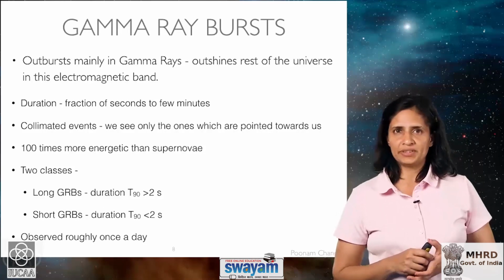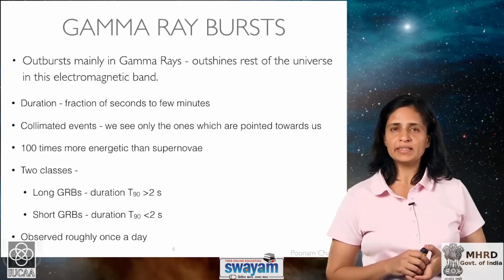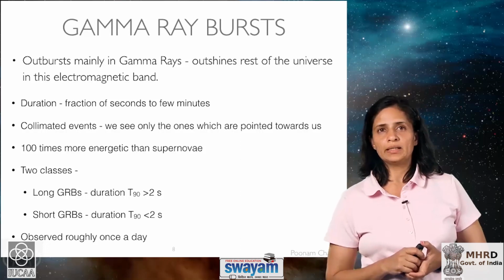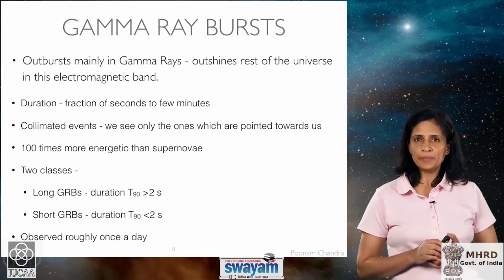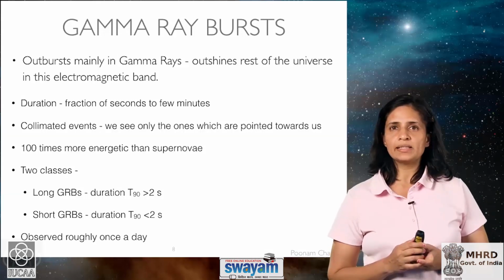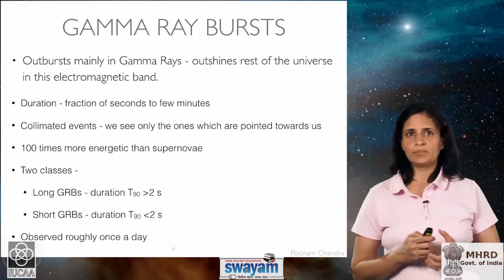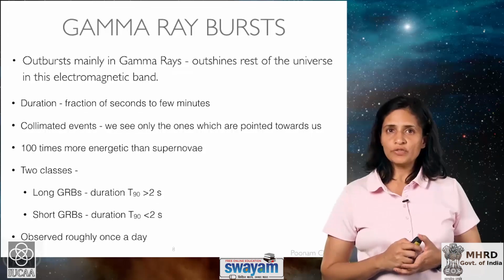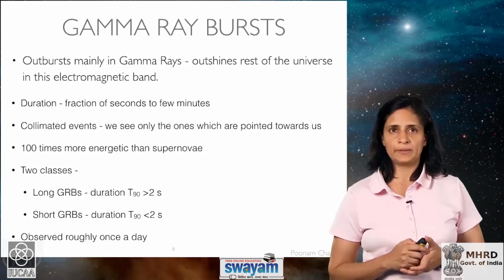Now, gamma ray bursts are one of the newer transients. They were discovered only in the 1960s, and when one gamma ray burst happens, the energy in gamma rays actually outshines the rest of the universe. It is that energetic an explosion. The duration of these bursts is from a fraction of a second to a few minutes.